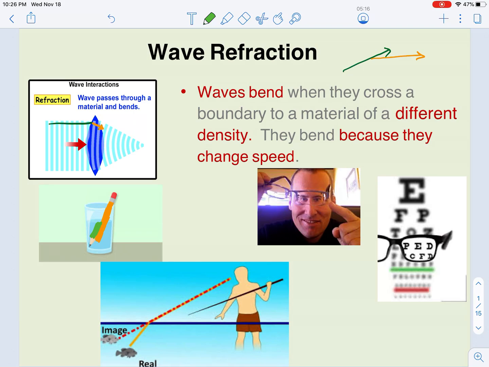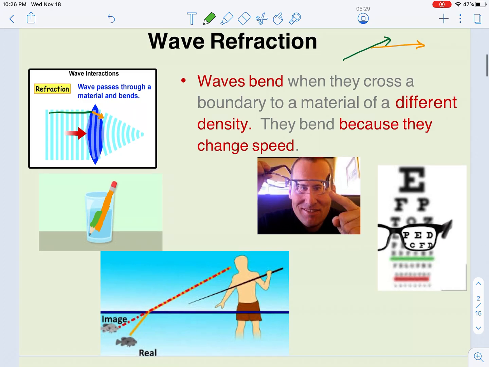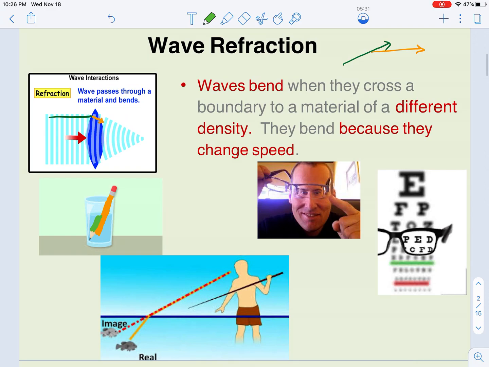If you recall from our waves chapter, we just kind of said in general the speed with which a wave travels depends upon the medium that it's in. Well, it went into a new medium. It has a different speed in that different medium. And so that's what causes the light to quote unquote bend.